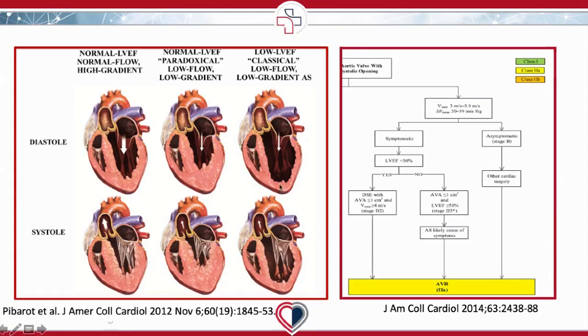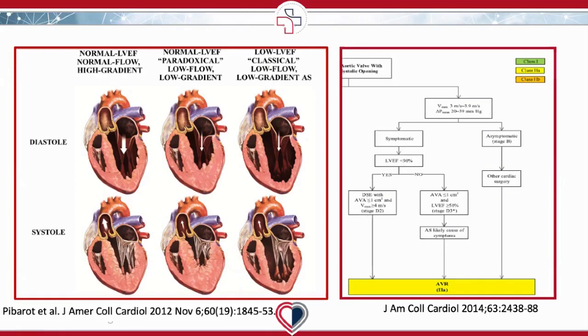But when we're looking at this, this is sort of the classical low flow, low gradient aortic stenosis. And so if you have a patient who presents with that stem, the mean gradient is not quite 40, it is 20 to 39. The max velocity is between 3 and 3.9. Again, doesn't quite meet criteria, but does have symptoms. And the EF is less than 50%. Proceed with the dobutamine stress echo.